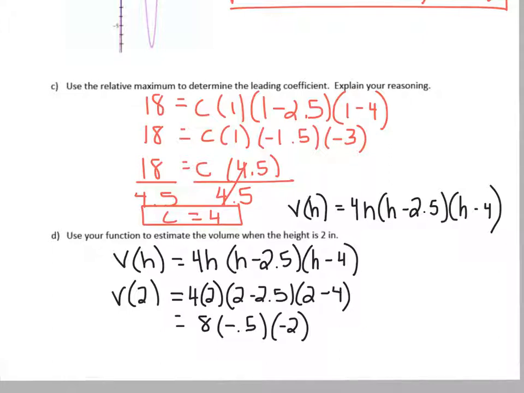Okay, so if we multiply these together, negative 0.5 times negative 2 would be positive 1. And positive 1 times 8 is just 8. So the volume when the height is 2 would be 8 cubic inches. Remember, when you're talking about volume, it has 3 dimensions. It's 3-dimensional, right? A length, a width, and a height. So when it's 3-dimensional, you want to label it with a cube. All right, so there we go.